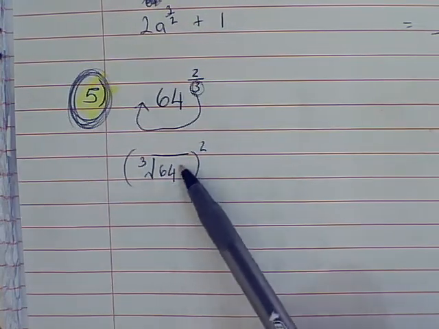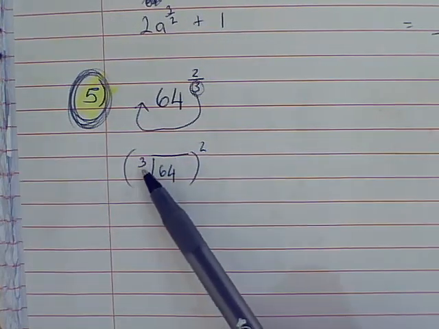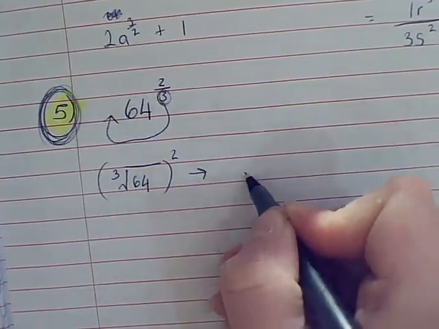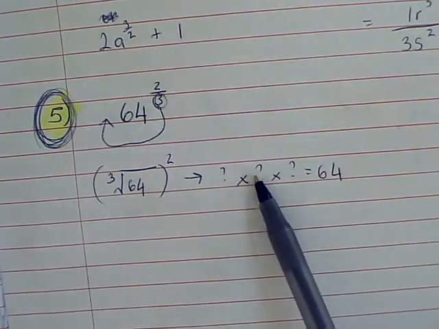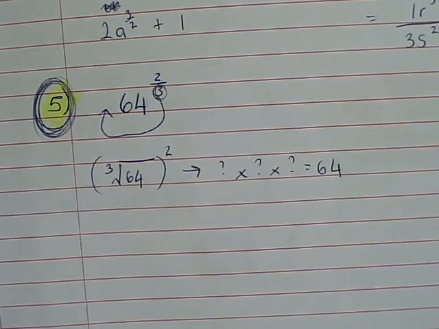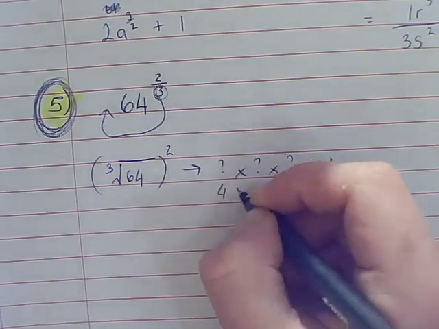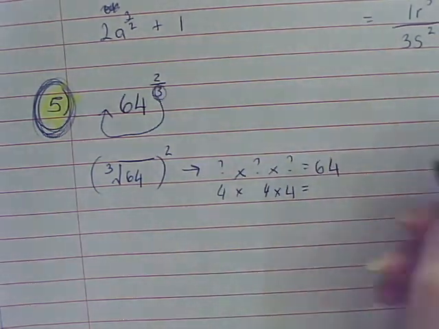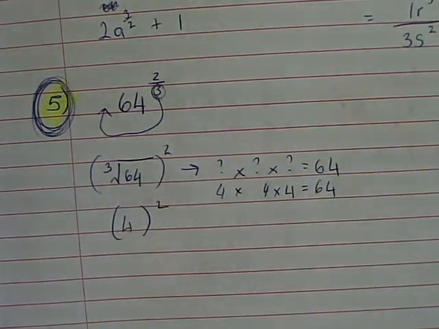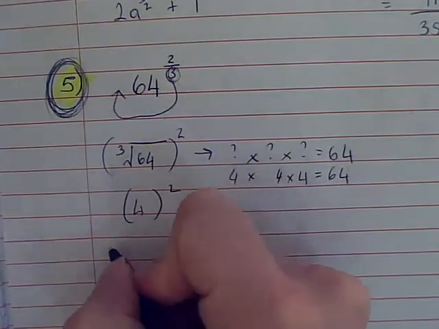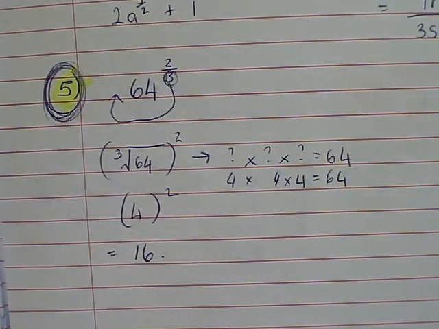Right, this bit in the bracket we need to deal with first. This means what number times itself 3 times makes 64. So something times something times something is 64. I would start at 2. 2 times 2 times 2, that's 8. 3 times 3 times 3 is 27. 4 times 4 times 4, 64. So it's 4. And you can check that in a calculator. If you type in 4 times 4 times 4, you get 64. So this bracket becomes 4. And we still got that squared. And 4 squared, 16. Okay.